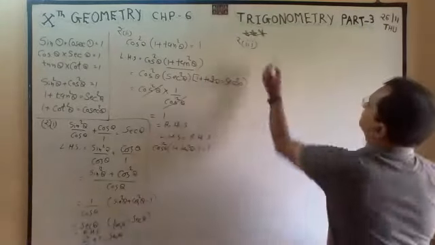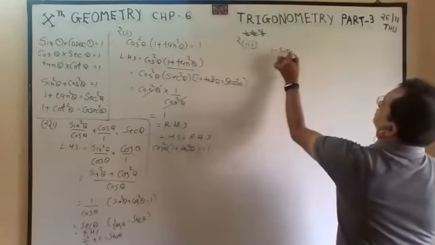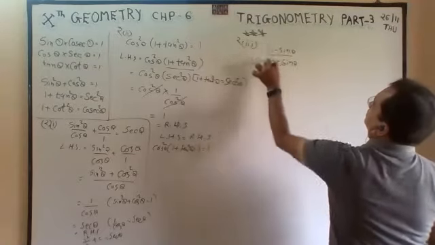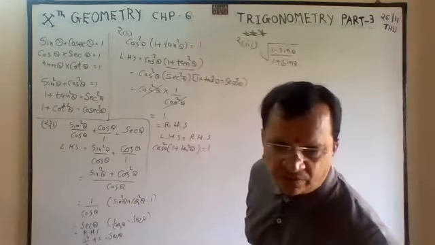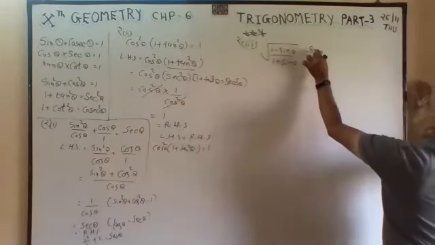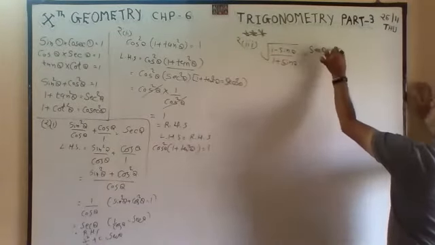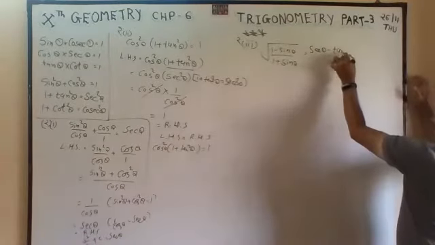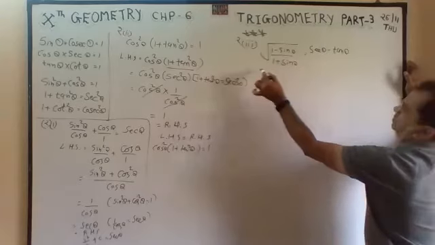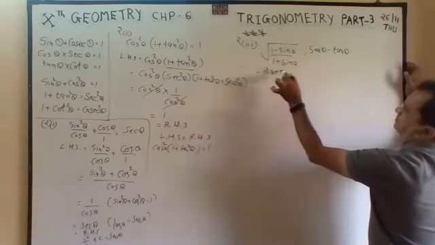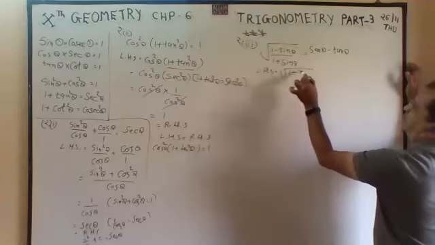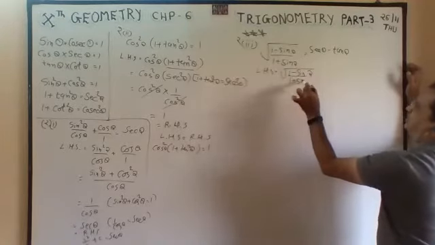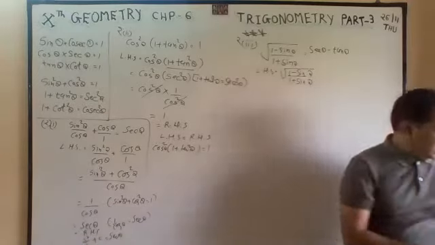So 1 minus sin by 1 plus sin. You have to prove it is sec theta minus tan theta, I think. So left hand side: 1 minus sin theta by 1 plus sin theta. Correct?